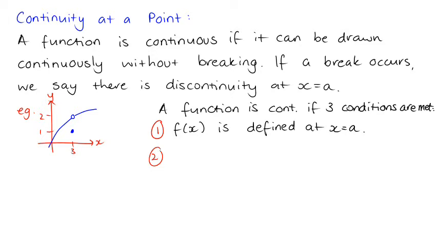Condition number 2. The limit as x approaches a for the function exists. So that's saying doesn't matter if you approach from the positive or the negative side, you've got to approach the same value. So as before, when we had the hyperbolas, I think it was, if we approach from the left side and if we approach from the right side, we get different values. So that's not continuous. Doesn't matter if you approach from the left or the right, you've got to approach the same number.